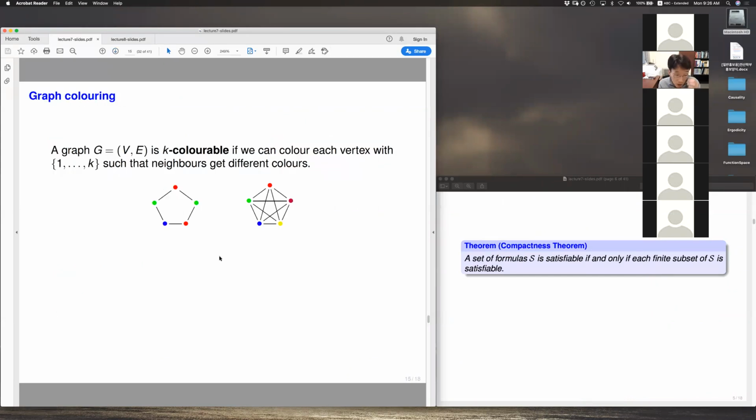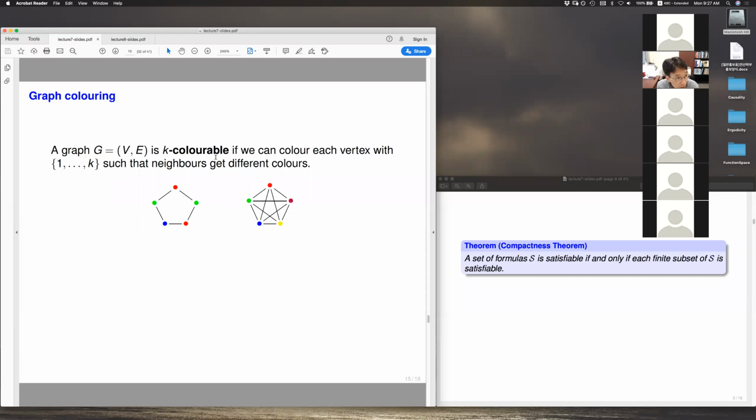Okay, so we can prove something like this. And here's another application of the compactness theorem, which is about colorability. Okay, so we say that if we have a graph G, which is an undirected graph, so we have a set of vertices and we have a set of edges.